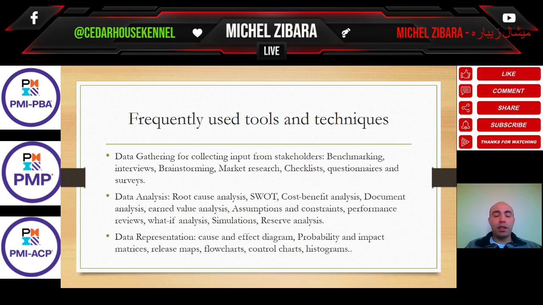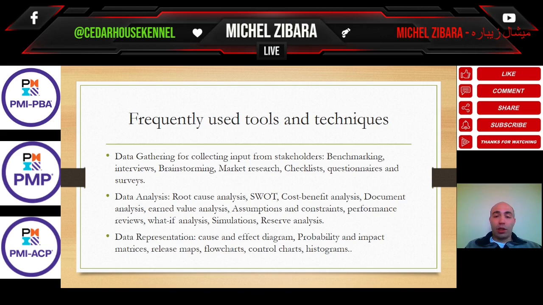Assumptions and constraints. What's the difference between assumptions and constraints? We have said it before. An assumption is based on an expectation. A constraint is based on a fact. An assumption might not happen. A constraint must happen. Performance reviews, what-if analysis, simulations, and reserve analysis. All of these are part of data analysis tools and techniques. Examples of data analysis tools and techniques.